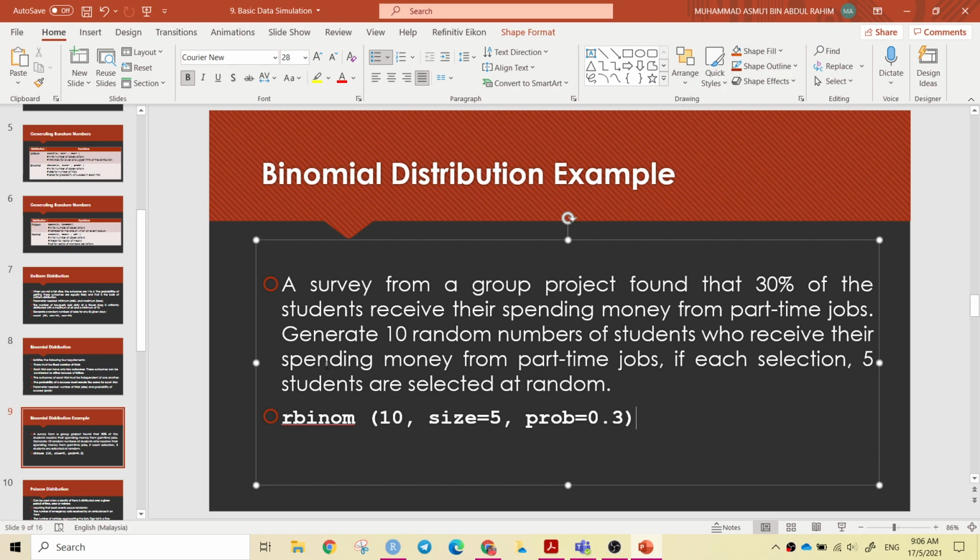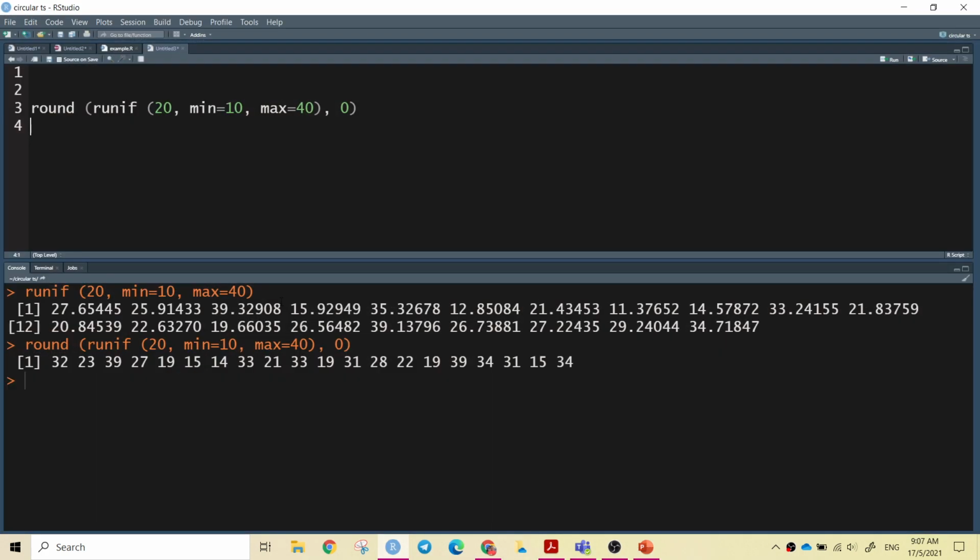Okay, and then for each of the selection, 5 students are selected at random. So we select 5 students at random 10 times. Okay, so what is the output?